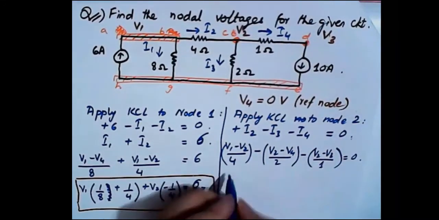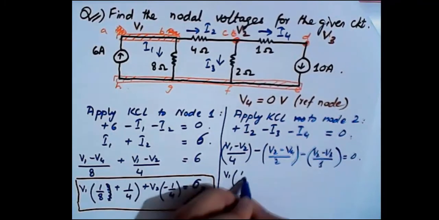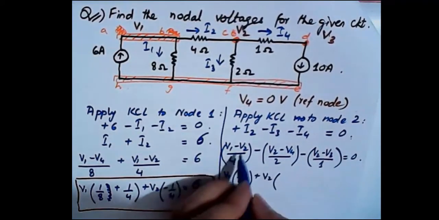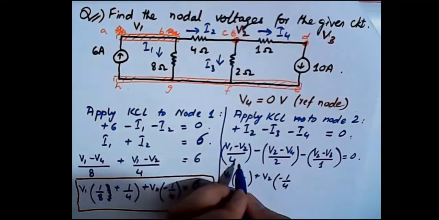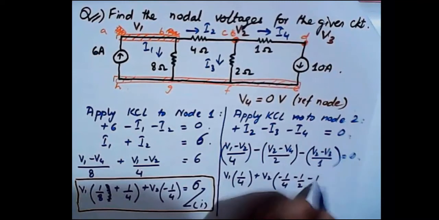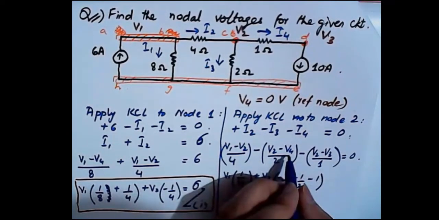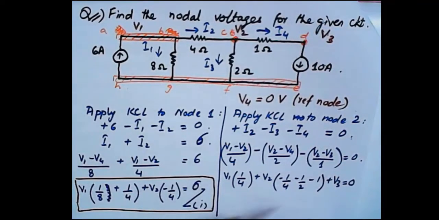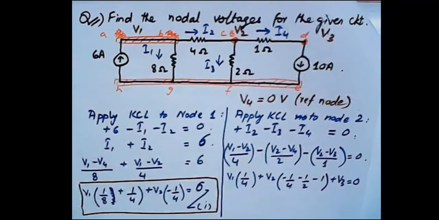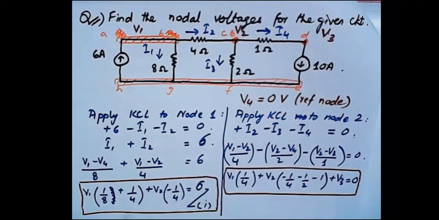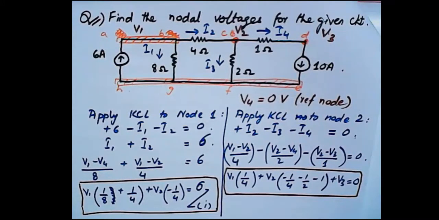If we just separate it out, V1 will have a coefficient of 1 upon 4, V2 will have coefficients of minus 1 upon 4, minus 1 upon 2 and minus 1. V4 is 0 and V3 will have a coefficient of 1. There may be a few mistakes in solving it out. Maybe the signs can go wrong, but the important thing is how to make these equations, right? This is equation number 2.